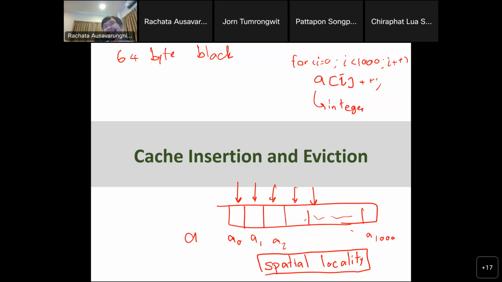Why is that the case? Because A0 is 4 bytes, right? When I access that data, it brings the entire cache block. And let's assume that's the beginning of my cache block, because otherwise, yeah, I can access another cache block as well. But let's say A0 brings in the entire cache block, and this is my cache block, right?